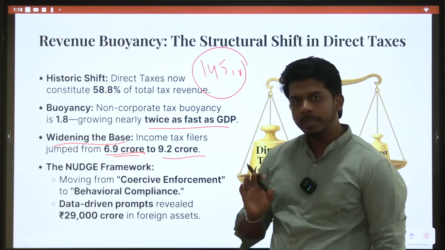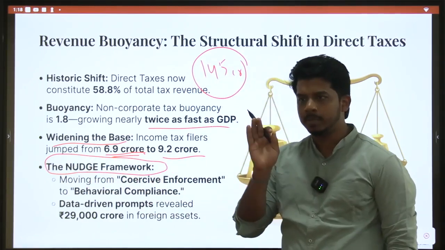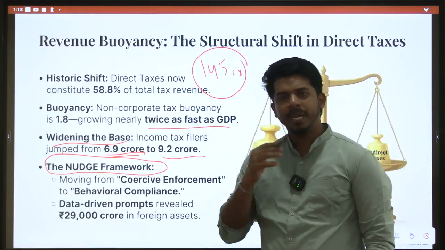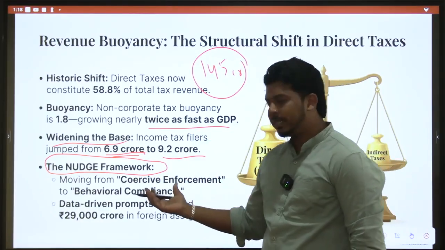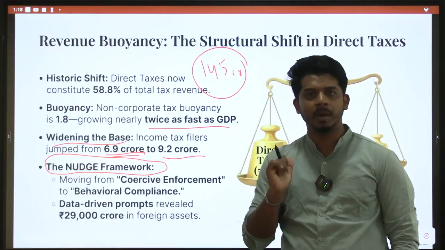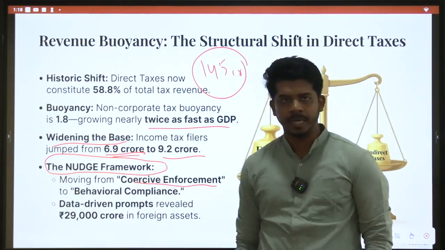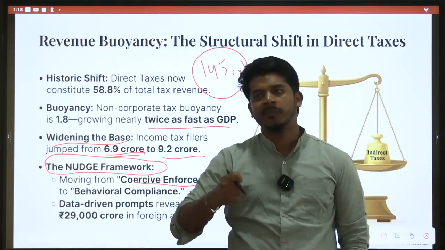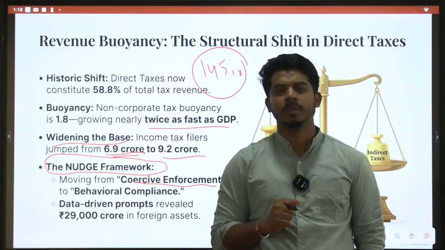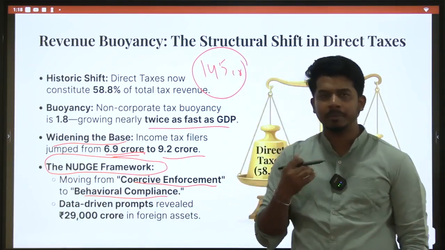Then there is something called the nudge framework. It is called behavioral economics. What is a nudge? Nudge means just gently pushing or poking a person. Previously, let's say I had not complied with my IT returns, or I forgot to disclose some income. Previously, it was coercive enforcement. I was seen like a criminal for forgetting something that should have been reported in the IT returns form. But now the government is moving to more cooperative behavior, behavioral compliance.